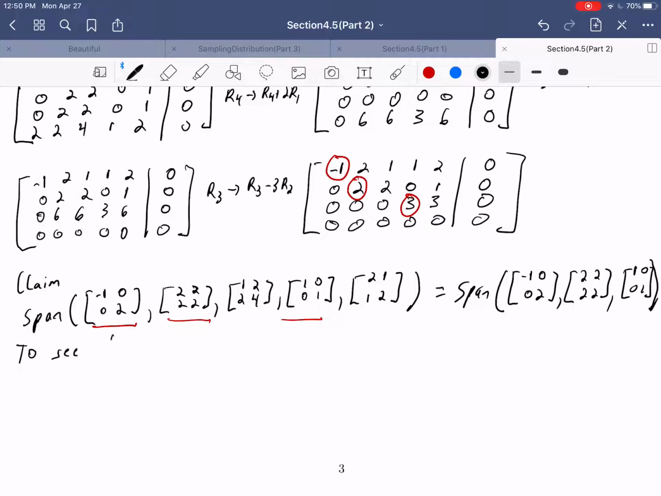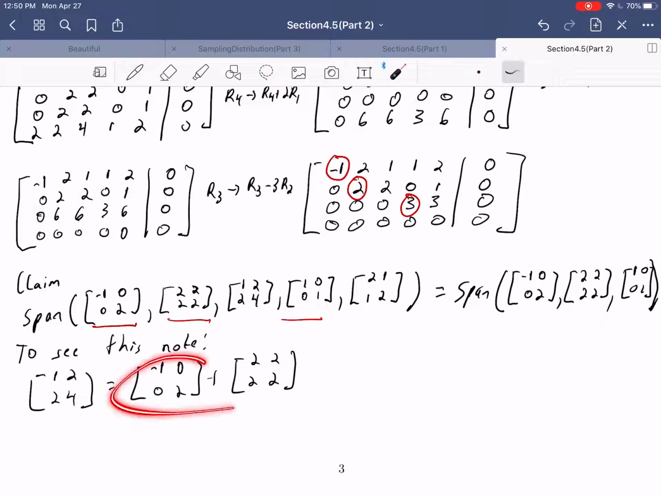I want to note that this guy, 1, 2, 2, 4, this third vector here, I'm claiming it's not necessary. Well, he's a linear combination of these two. It shouldn't be too hard to see that he is actually -1, 0, 0, 2, plus 2, 2, 2, 2. If you add these guys together, you get this guy. So he doesn't contribute anything to the span because anything that can be built out of him can also be built out of these guys.